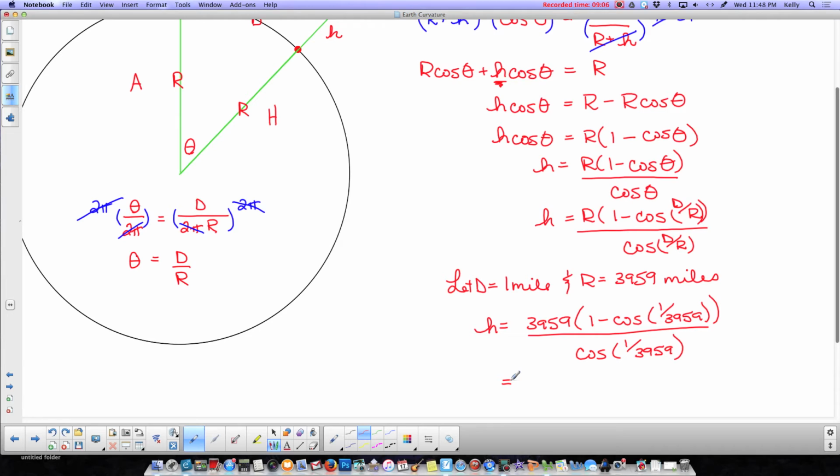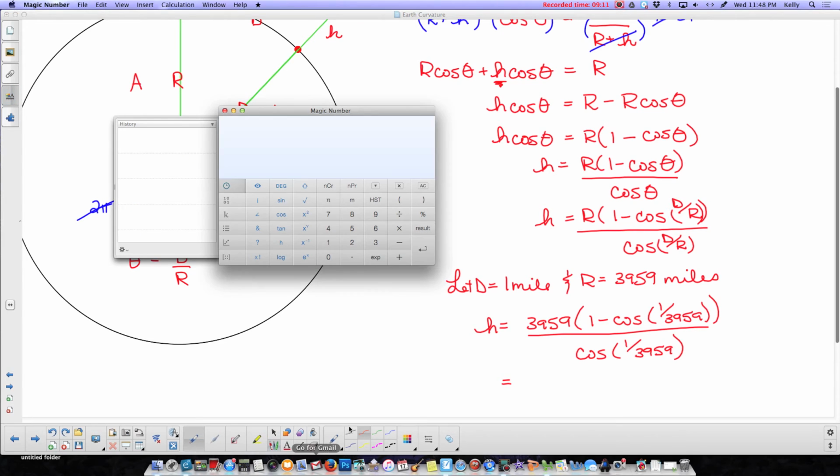Let's pull up the calculator and see what we get. I'm thinking it's going to be very close to 8 inches. So this calculator, remember, I can type it in exactly as it looks. A lot of calculators won't do that, so you've got to be careful. 3959 bracket 1 minus cos bracket 1 divided by 3959. Whoops, that didn't work. 3959, there we go. End bracket.